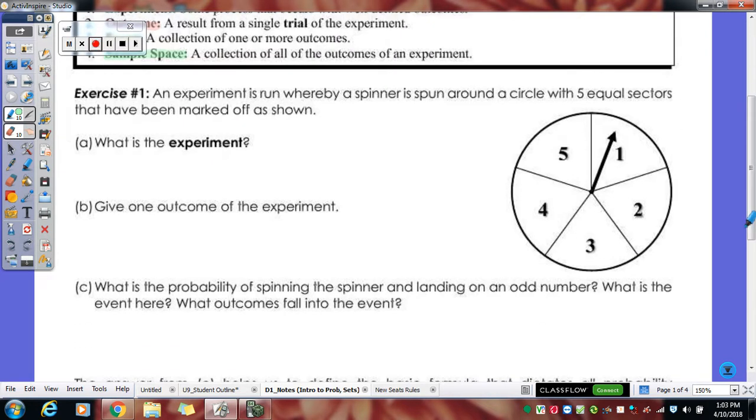So an experiment is run whereby a spinner is spun around a circle with 5 equal sectors that have all been marked off as shown. So we got 1, 2, 3, 4, 5. What is the experiment being done? Michael? Spinning the spinner. That is our experiment.